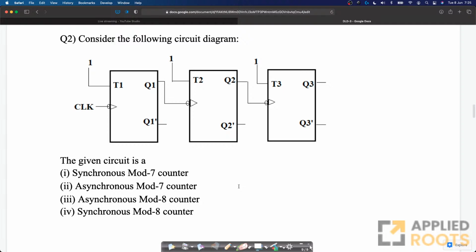Ankur is asking what is the initial state. That doesn't matter because we are asking what sort of counter it is, right? So that doesn't matter in this context. This is typically considered an easy question by GATE standard, typically like a 1 mark question.